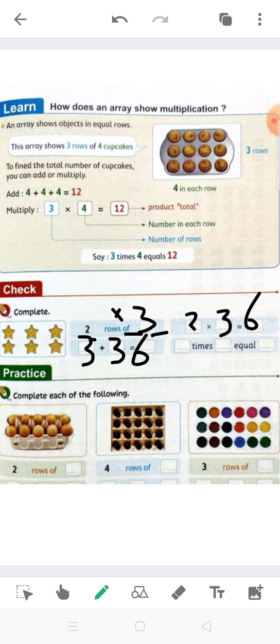So how can we read this sentence? 2 times 3 equals 6. Okay, let's see the next one.